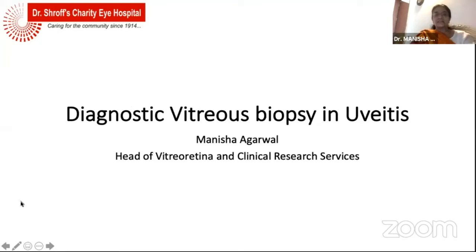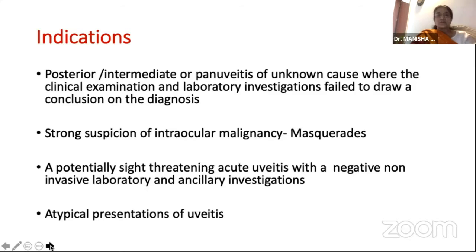I'll be presenting my talk, which is next, and which is basically on diagnostic vitreous biopsy in patients of uveitis. Basically, posterior, intermediate or panuveitis of an unknown cause is the situation where clinical examination or laboratory investigations have failed to draw a conclusion on the diagnosis.